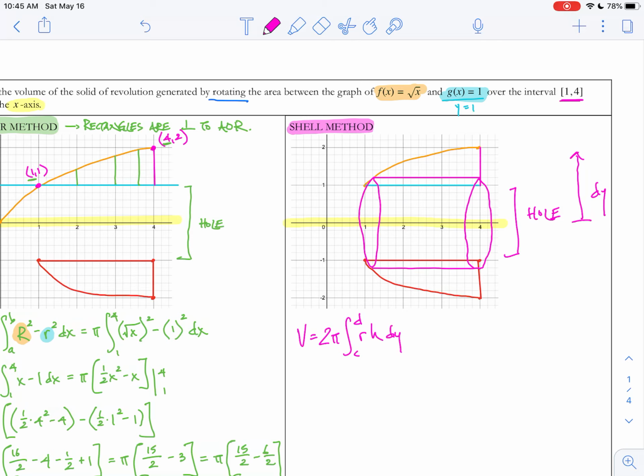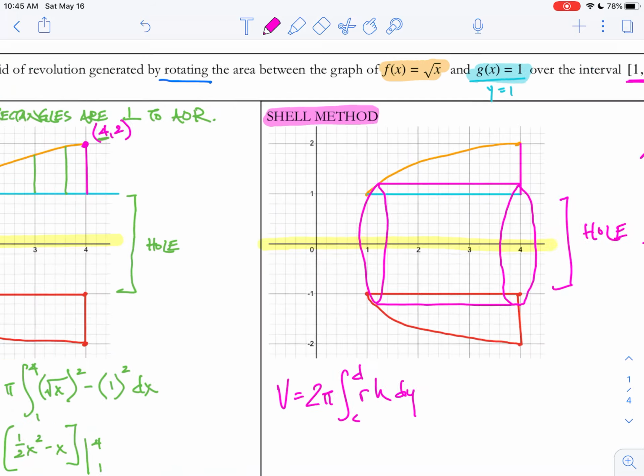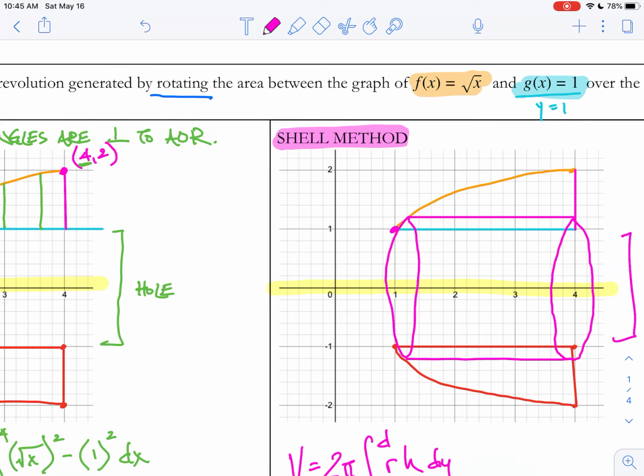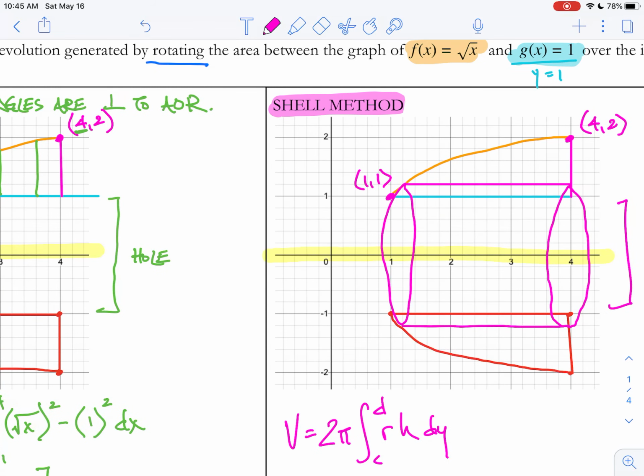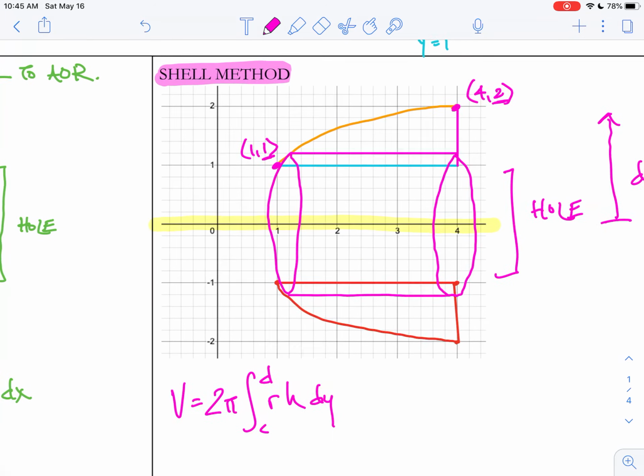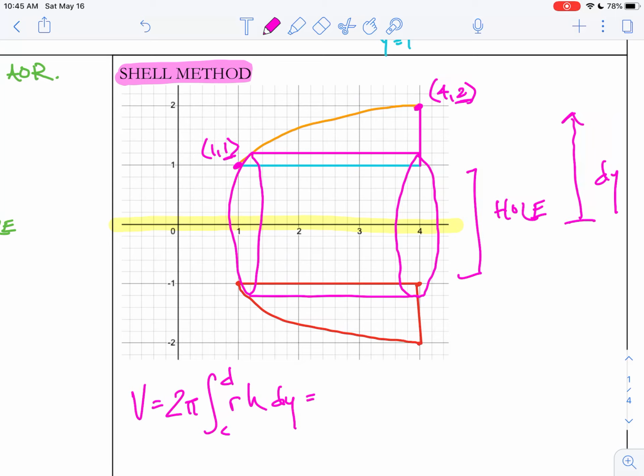Now that's my general formula, and now my job is to figure out my c, my d, my r, and my h. So my c and d need to be y values. So let me go back in here and label this point. This point was 1, 1, and this point is 4, 2. And last time when we were doing washer method, we chose the x values. But because our shell method is indicating to us that we need dy, we're going to choose the y values for our bounds. That means that I can go ahead and write in 2 pi, the integral from 1 to 2.